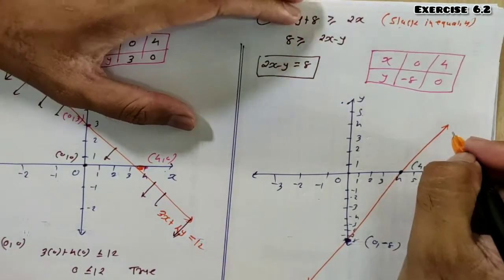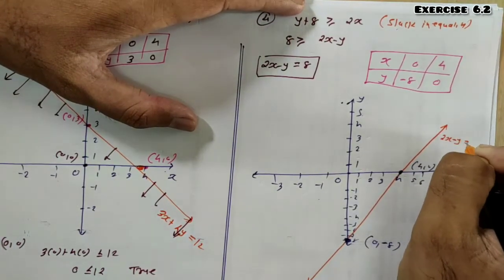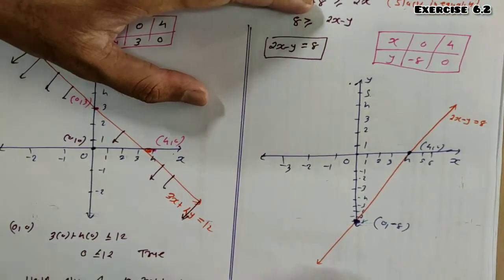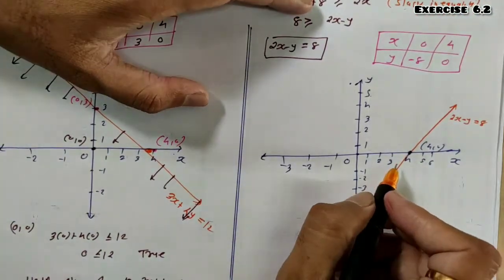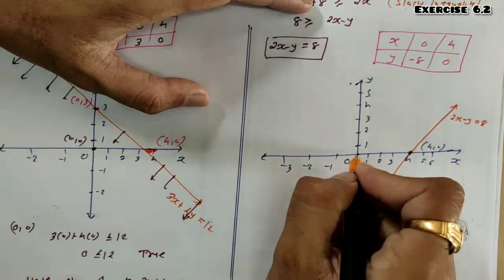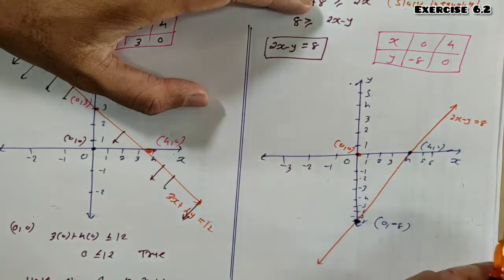Done. Which is the 2x minus y equal to 8 line. So this straight line divides our given plane into two half planes: one half plane is away from the origin and another half plane is towards the origin. So we will check whether this origin 0, 0 lies in the solution of this half plane or not.